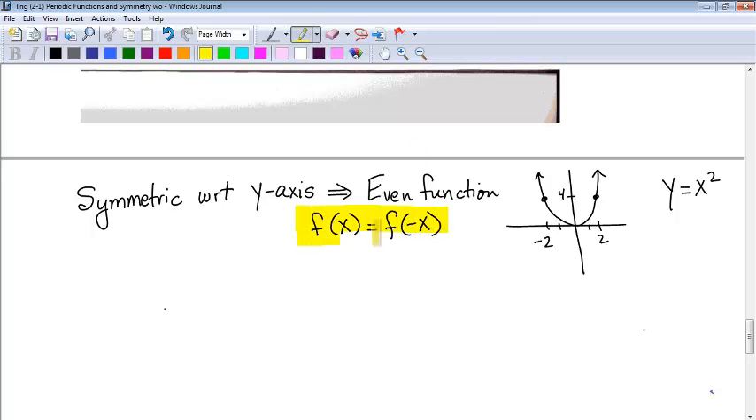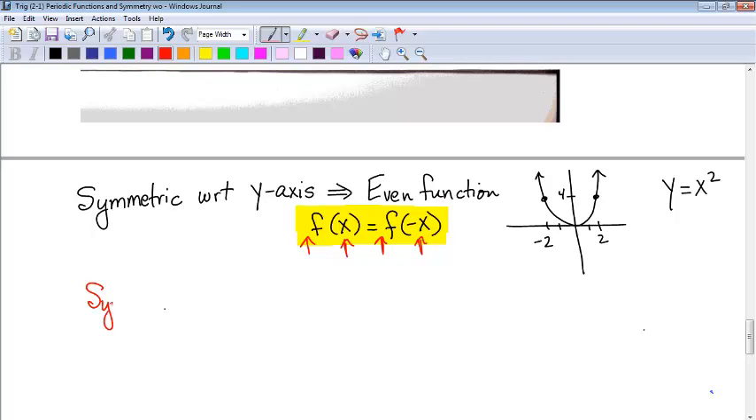That's what this says. If you look inside, look at the x values. The x values are opposites, but look at the sign in front of the y. f of x is the same thing as y. The y values, if you look at this, the y values are the same. So even functions, you can fold them over the y-axis and get the same graph on both sides.